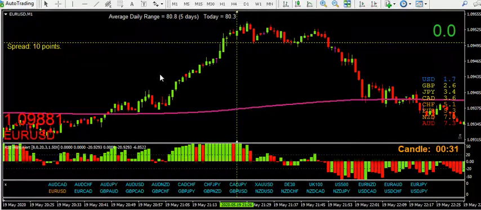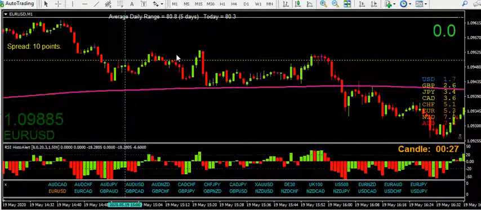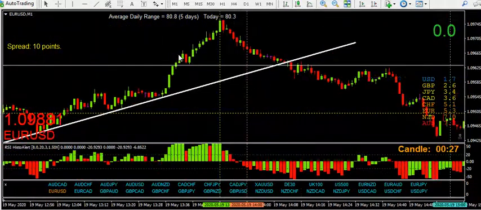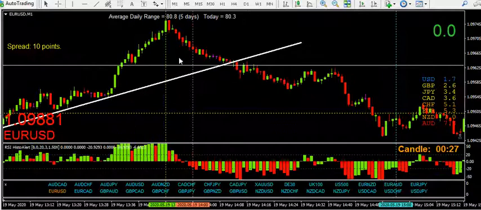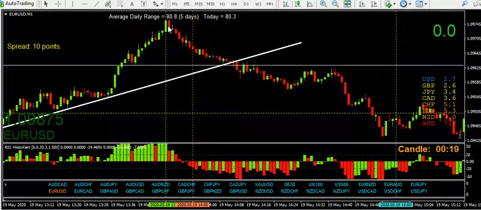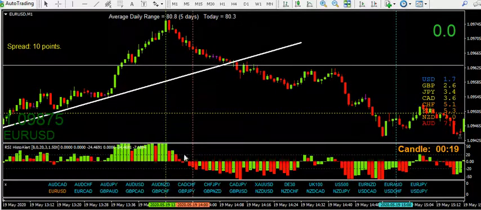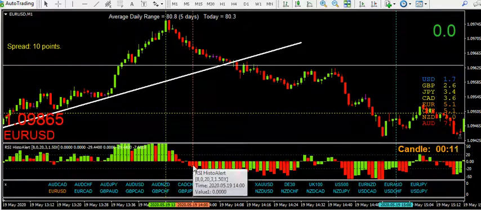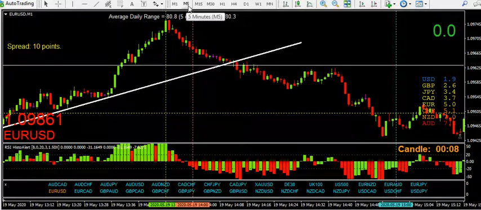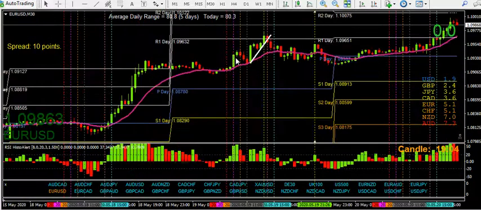Hi Co, having a look at your examples here on the Euro US dollar, and I'm not quite sure why you would expect them to go further. You know, we're on a 1 minute chart. We should be looking for trades based on higher time frames and based on reversals on the higher time frames.